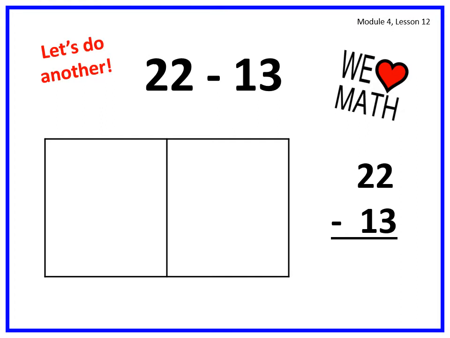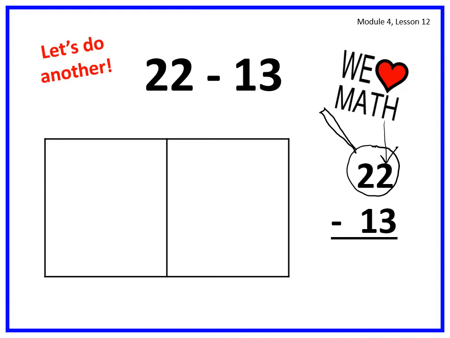And let's do another. 22 minus 13. What do I need to do first? So first we need to find out if we need to unbundle. So I'm going to become that detective. Got my magnifying glass. And let's look at it closely. Where do I start? I start in the ones column. Can I subtract 3 ones from 2? No, so what should I do?